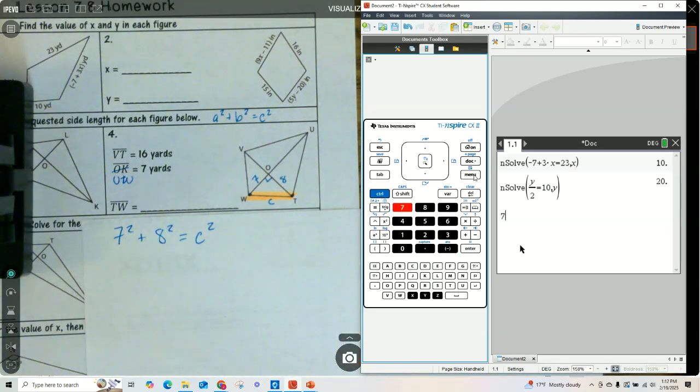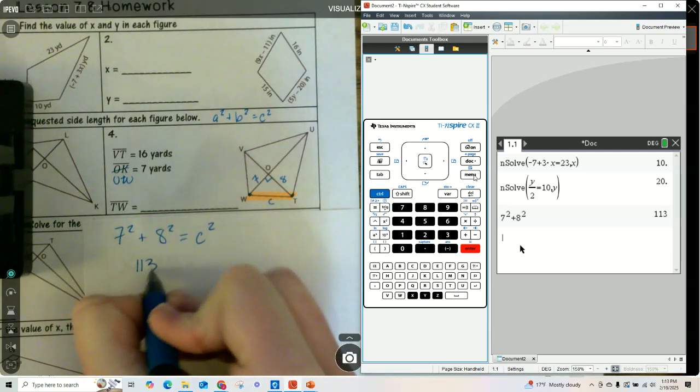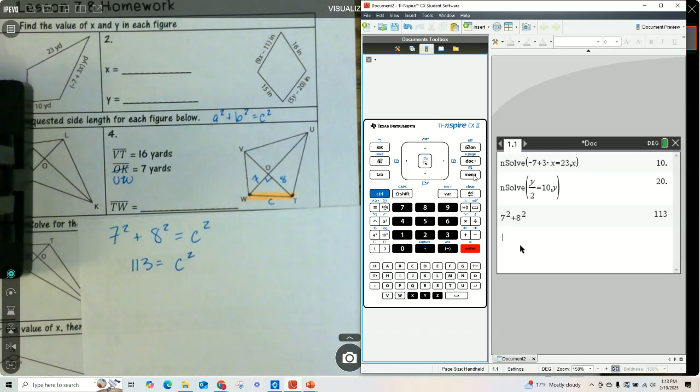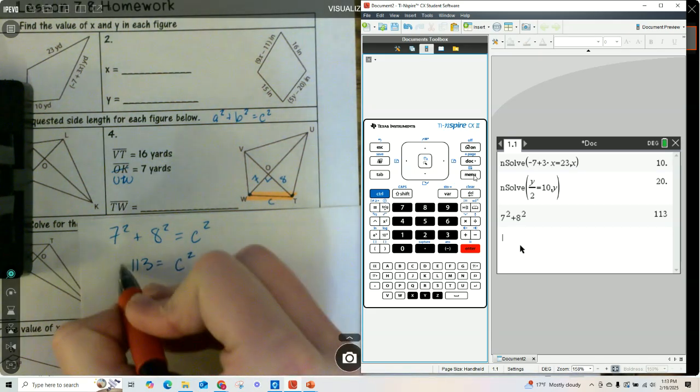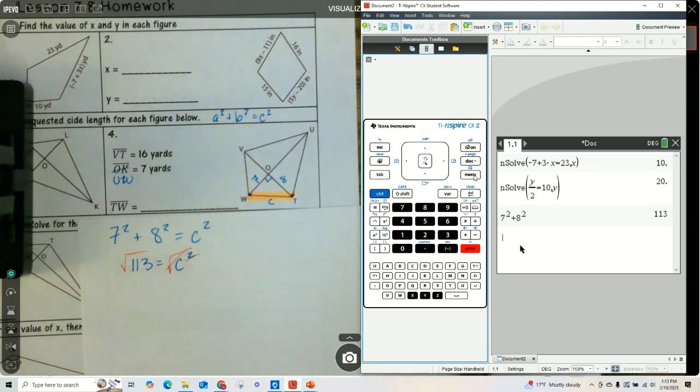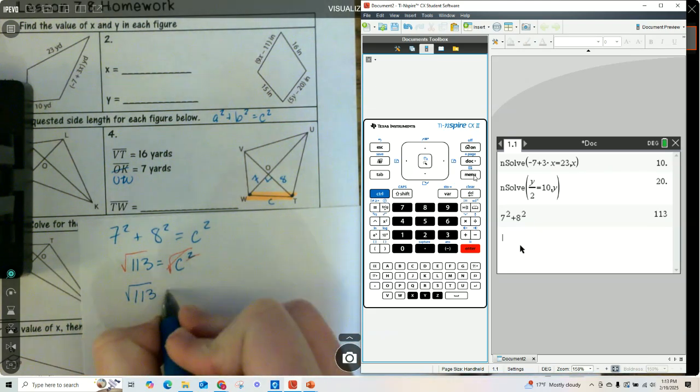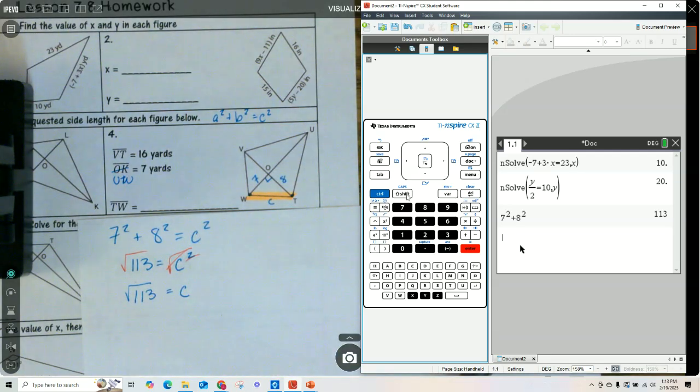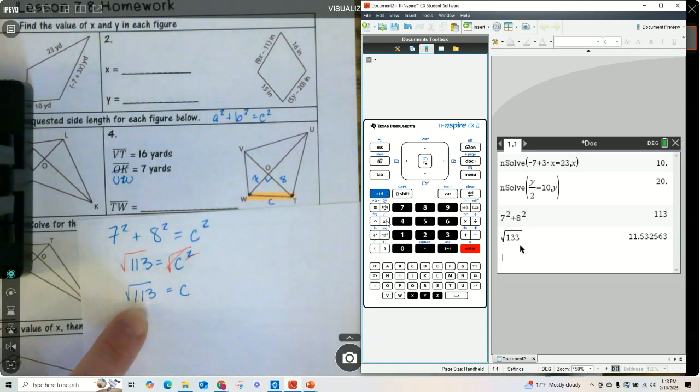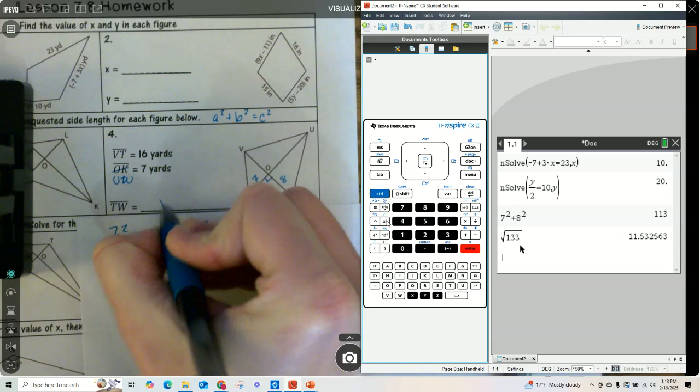So this part I can work. 7 squared plus 8 squared is going to be 113. And then what's my final step there to find that missing side? Square root. Yep. So the square root of 113 equals C. Always check it. Type it in first because you do get lucky. Sometimes they make nice and neat numbers. This one doesn't. Also, 113 we can't break down. 113 is prime. There's nothing that we can divide into it. So that's my answer. Okay, that's the radical in simplest form.